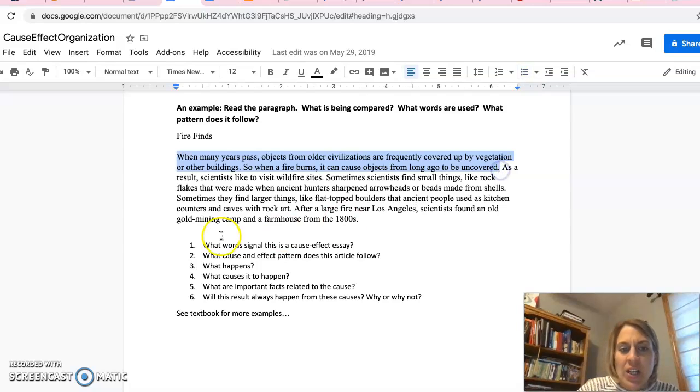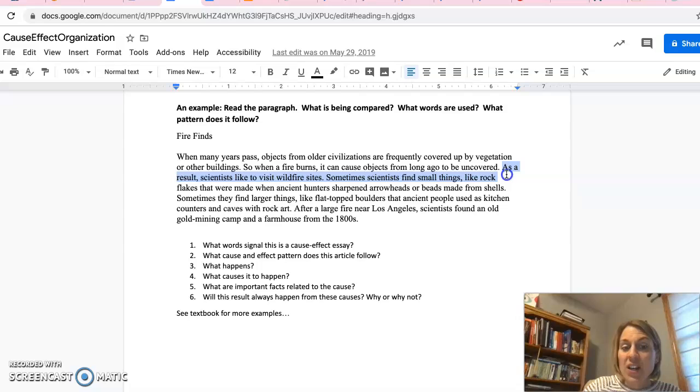Okay, so the first two, we'll take a quick look at that. When many years pass, objects from older civilizations are frequently covered up by vegetation or other buildings. Okay, so that's something that just happens. So when a fire burns, it can cause objects from long ago to be uncovered. Cause: fire. Effect: things are uncovered.